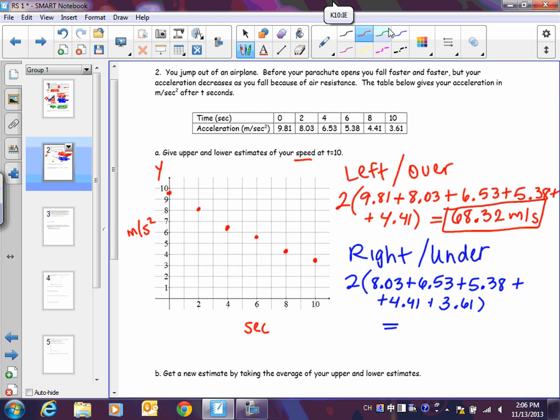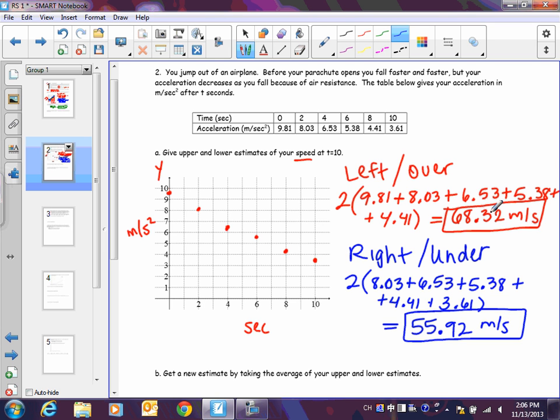Okay, so girls, same thing. You could have just multiplied the whole thing by 2. It would have saved you a little bit. And what'd you get? 55.92, and again, meters per second. Okay, so again, under is lower than the over. That should always happen. If it doesn't, something went wrong somewhere.